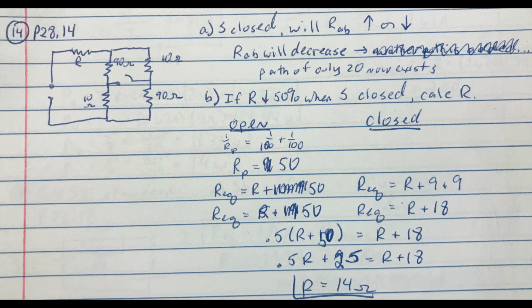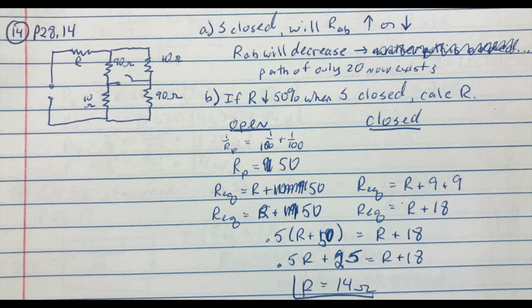Prior to when it was open, you had to go through 100 ohms. When it's closed, effectively charges could go through the 10 on the left, go through the middle branch and through the other 10 and only go through a resistance of 20, or go through the other branch of a 90 and a 90. Basically what's happening is you're adding another path, and adding another path will decrease the equivalent resistance.